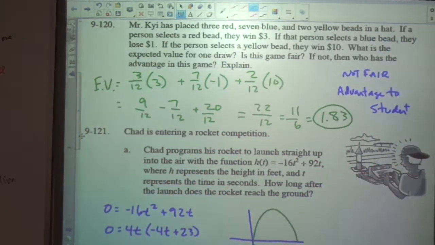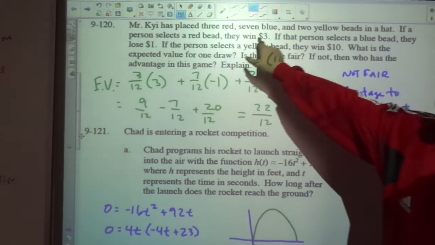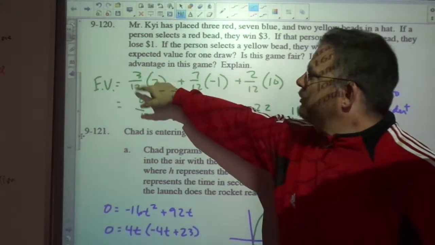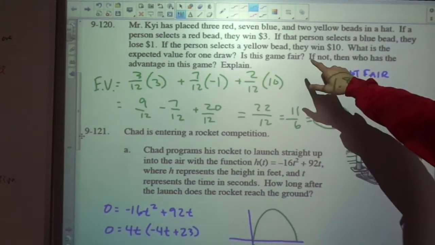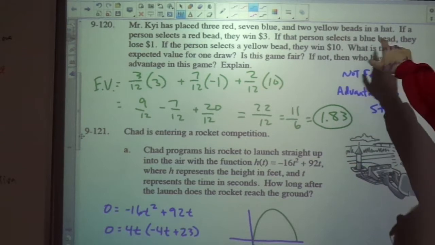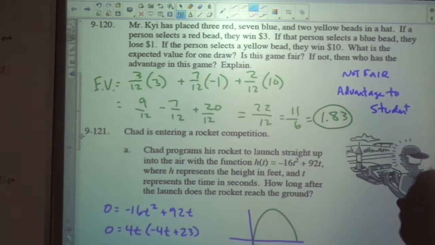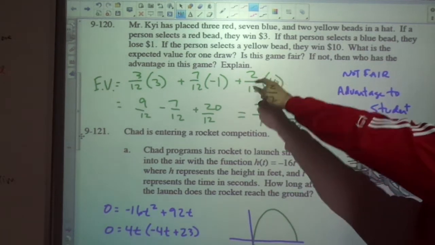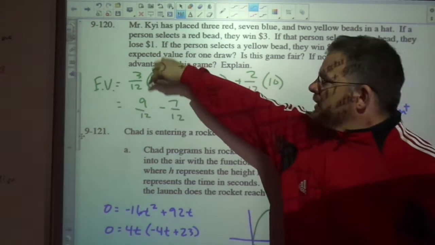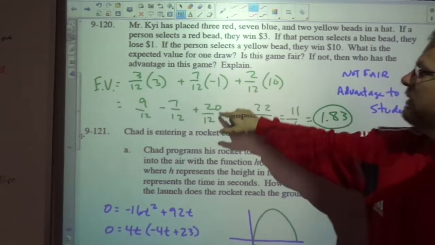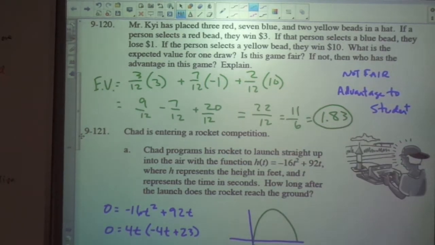Here we have a probability question. So we've got 3 reds, and if they draw a red, they win $3. So 3 out of 12 is the probability of that happening. The prize is $3. The blue, they lose $1. There are 7 out of 12 chances to lose $1, and then the yellow is 2 out of 12 that they win $10. From here, I just multiplied. Here gives 9, -7, and 20. I added those up and got 22/12, which is 11/6, which is $1.83.